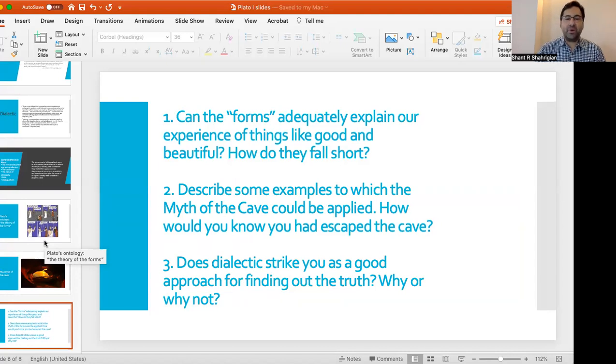1, can the forms adequately explain our experience of things like good and beautiful? How do they fall short? 2, this will be an essay prompt: describe some examples to which the myth of the cave could be applied. How would you know you had escaped the cave? And 3, does dialectic strike you as a good approach for finding out the truth? Why or why not?